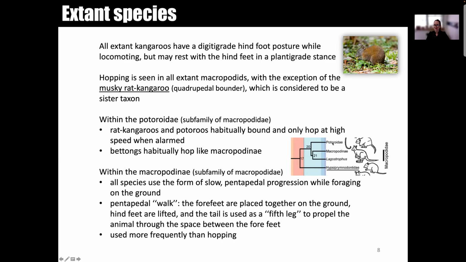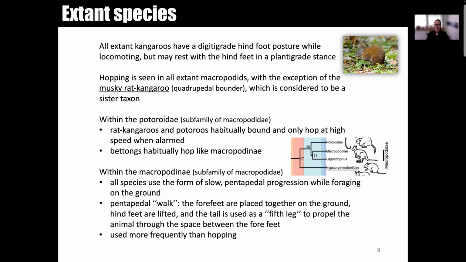And then the macropodids are up here, which include the macropods and the podaroos, as well as the banded hare wallaby that is found only on West Australian islands. So within the podaroos, they habitually bound and only hop at high speed when alarmed. But bettongs will habitually hop like the macropodids.